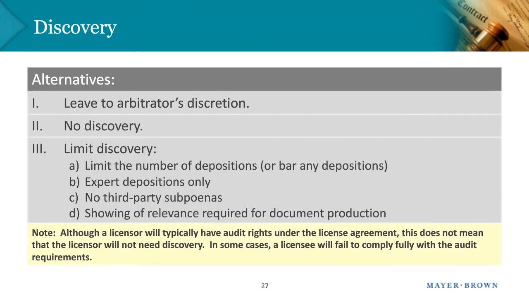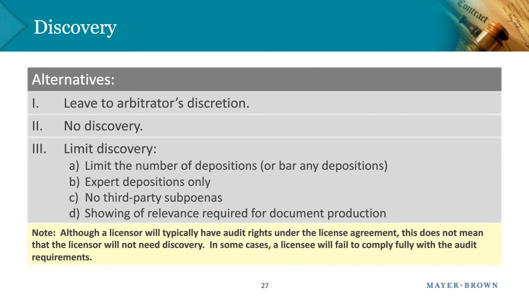Another thing to address in your arbitration provision is discovery. As I mentioned earlier, you're not going to know at the time you're drafting this licensing agreement what the dispute is going to be when it finally arises. When you're entering the agreement, you're hoping there's not going to be a dispute. So once one pops up, you don't know how much discovery you are or are not going to need.